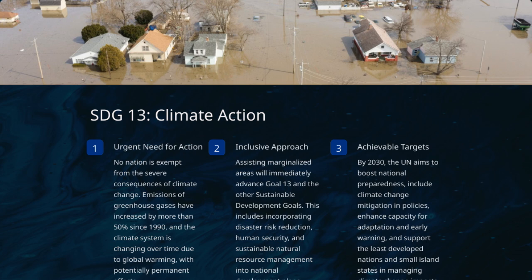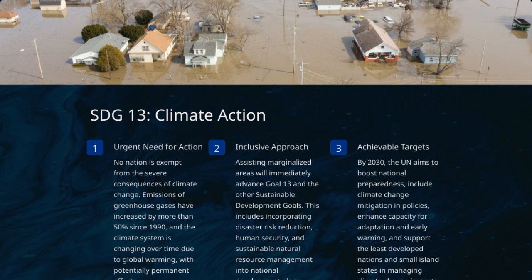When we talk about achievable targets, assisting marginalized areas is a key step. Doing so will directly advance Goal 13, which is climate action, and also support other sustainable development goals. This involves integrating disaster risk reduction, human security, and sustainable natural resource management into national development plans. It's about making sure no one is left behind and that development efforts are resilient to climate impacts.